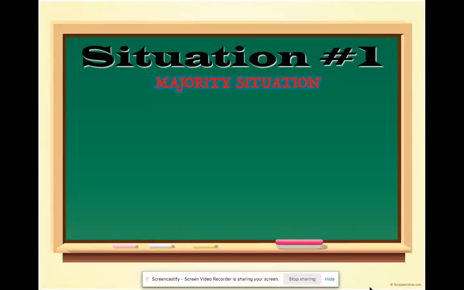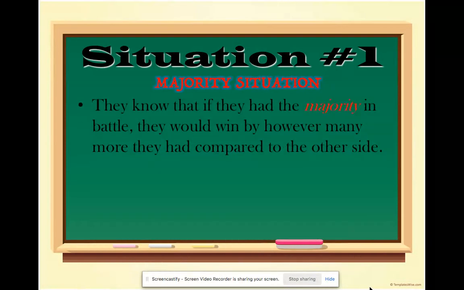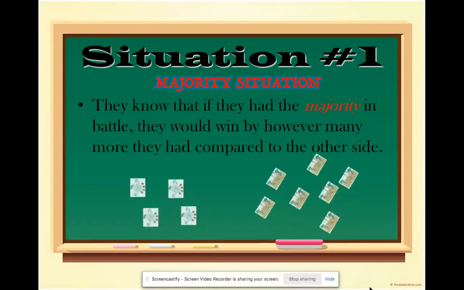And if you did well on the assessment last Friday, which I think most everybody did, it was a mid-90s average. Majority situation. This was question number 16. Very simple. They know if they had the majority or most in a battle, they would win by however many more they had compared to the other side. Right? So here's some examples.